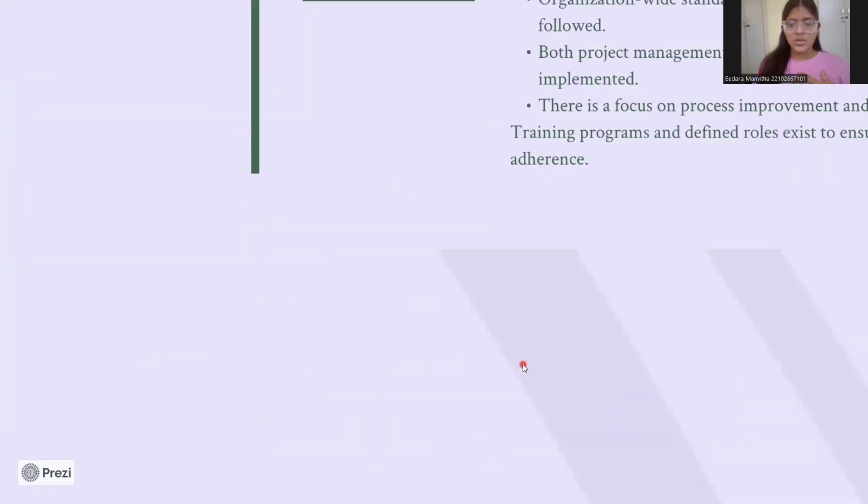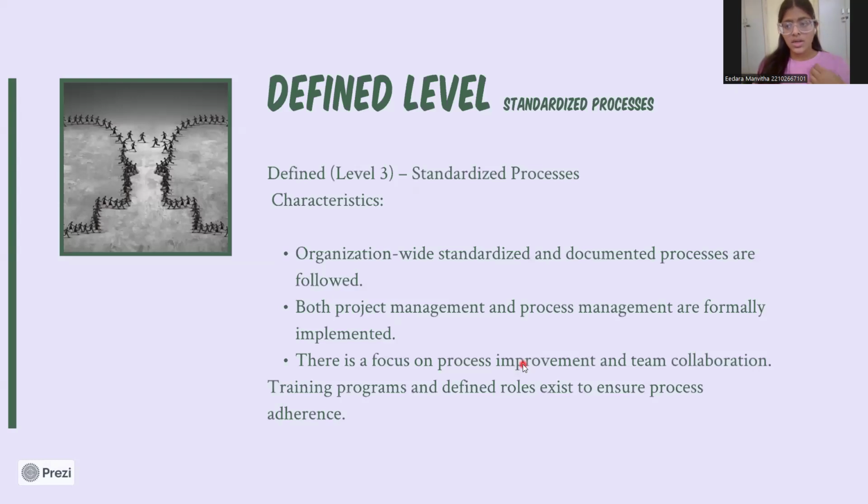Then we'll go to the next one, which is the defined level. This is the third level of maturity levels. The defined level is also known as the standardized process. Its characteristics are organization-wide standardized and documented processes that are followed. Both project management and process management are formally implemented simultaneously. There is a focus on process improvement and team collaboration also. In this defined level, we have many more advantages than disadvantages.